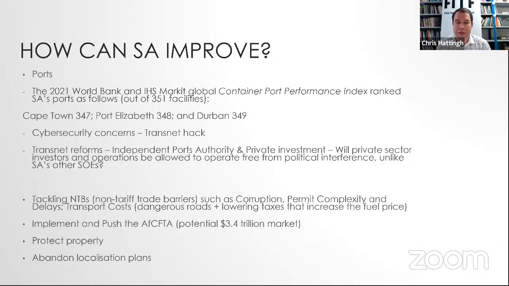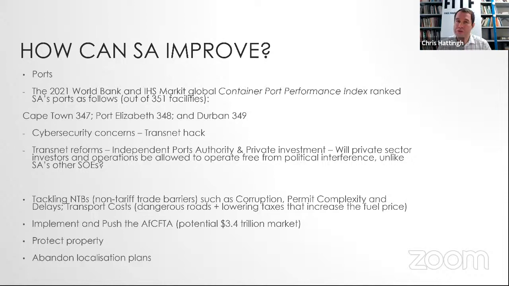South Africa must implement and push the AfCFTA, the Africa Continental Free Trade Area. That is a potential market of $3.4 trillion. There's a lot of potential for sub-Saharan Africa to take advantage of increased trade through improved manufacturing capacity. And to do that, again, we need to bring in lots of capital to be invested in sub-Saharan African countries. South Africa must protect property rights, that is of both local and international citizens and investors. That will ensure that people have more incentive to invest over the long term in South Africa.